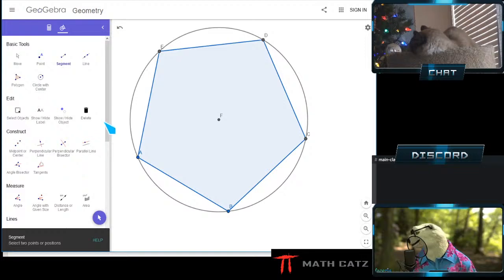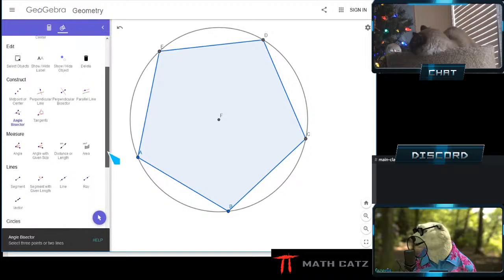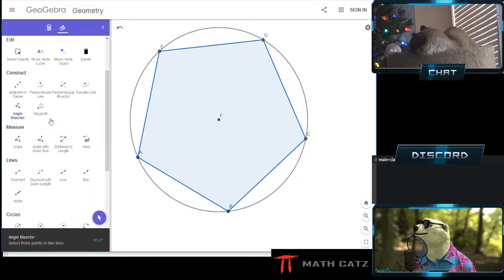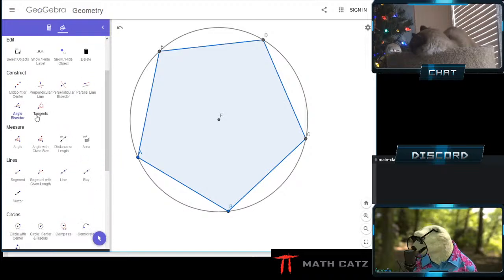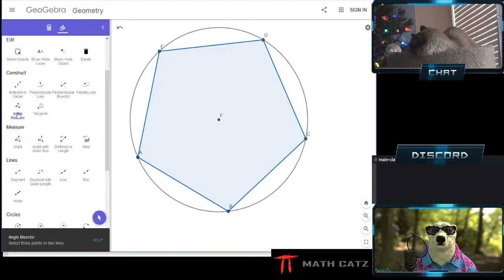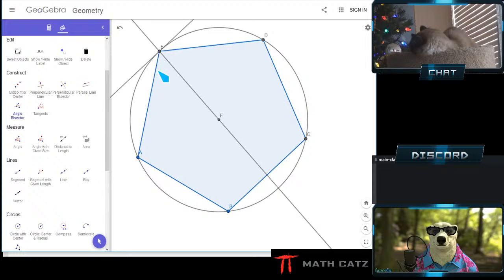I can bisect an angle. I can bisect an angle as well, just to speed things up. This is not going to give you any marks on the test. Well, it gives you 1, for participation. Angle bisector, select 3 points or 2 lines. Okay. That's a line. That's a line. Bisect it. And it does some other things in order to do that.